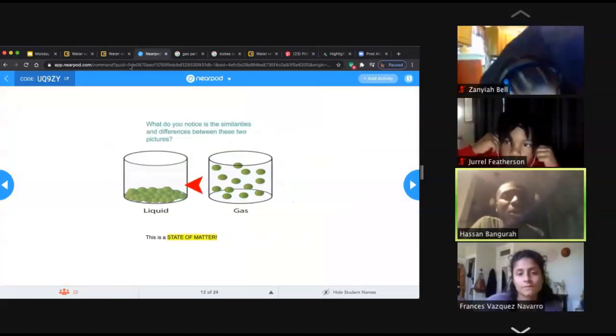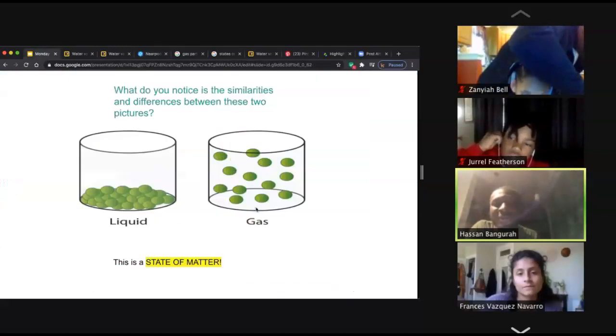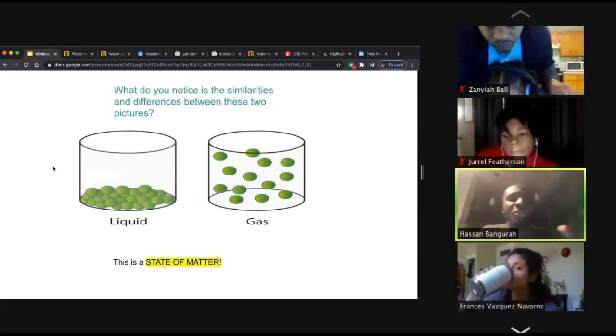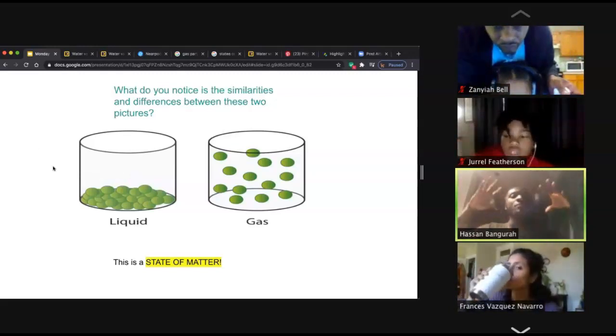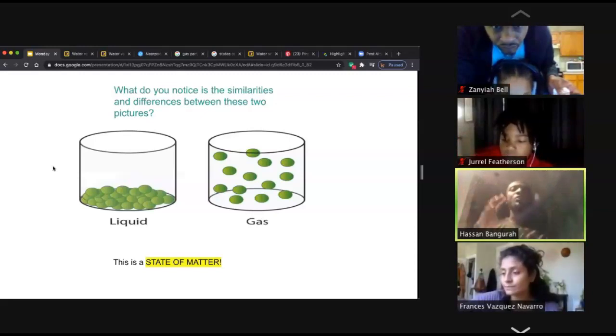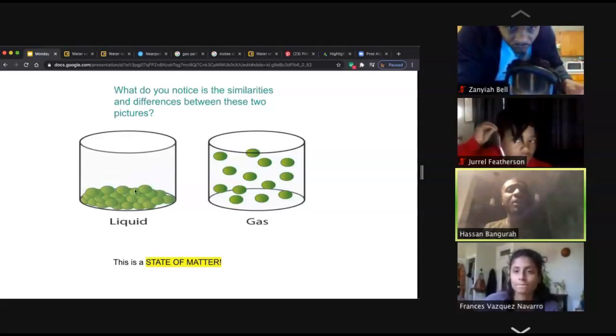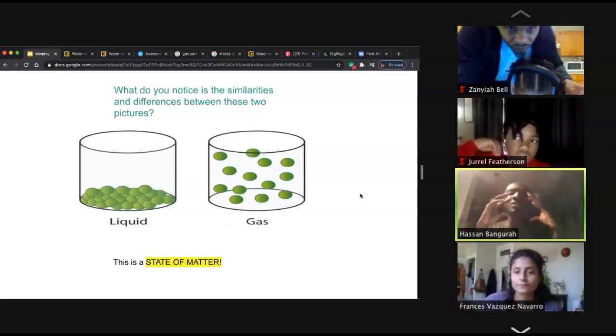All right. I saw my slide. Okay. So you are correct, right? When you're looking at the particles of a gas, they're more spread out. So you see them spread out, they're taking up a little bit more space. But when you see the particles of a liquid, they're compressed together, or they're all together.